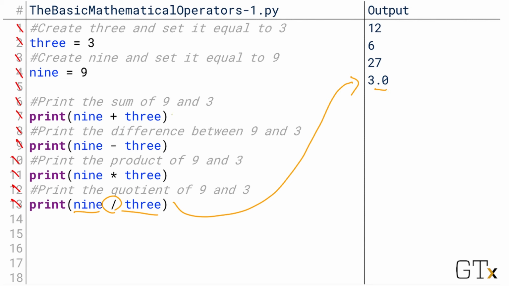The reason for that is that whenever we do addition, subtraction, or multiplication on integers, we're guaranteed to end up with an integer. However, when we do division, we might end up with a decimal number. 9 divided by 2, for example, would be 4.5.